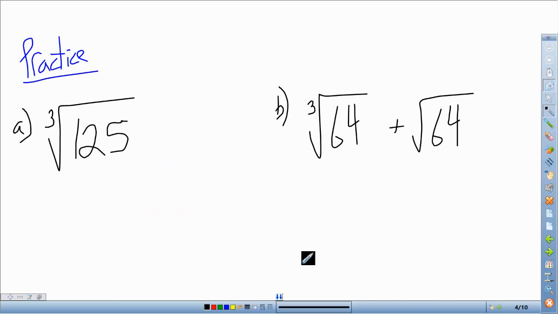Okay, so I'm gonna have you guys go ahead and try a couple of these on your own. Go ahead and break down the cube root of 125, and then break down the cube root of 64 and the square root of 64, and see what happens on these. Okay, try them out.